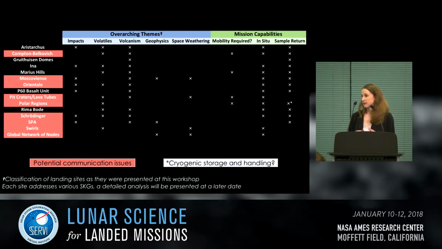Places like South Pelican Basin that are on the far side, you have to have a communications relay. And some places like swirls, not all swirls are unavailable without a communications relay, but some are on the far side of the moon and are therefore unavailable. So with that, I'll leave you with our matrix and look forward to hearing your feedback.